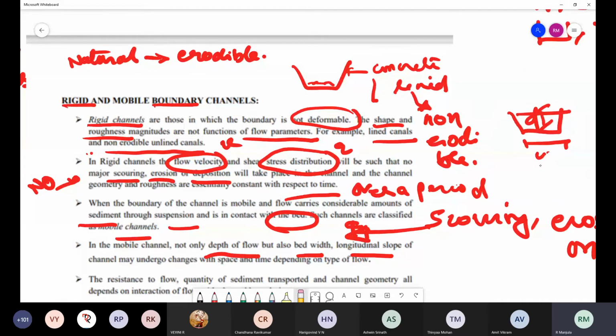So this is going to be the width, the depth, and the slope is along the slope. Suppose this is the channel slope; this is going to be your theta. So in the mobile channel, not only the depth, but also the width as well as the slope change, because of the action of scouring and erosion.